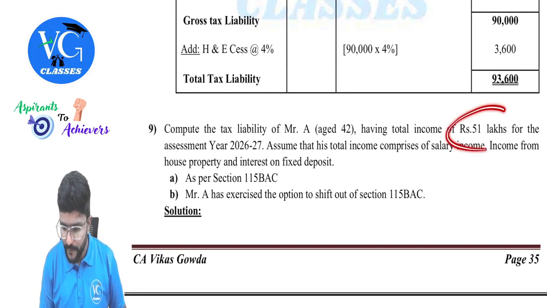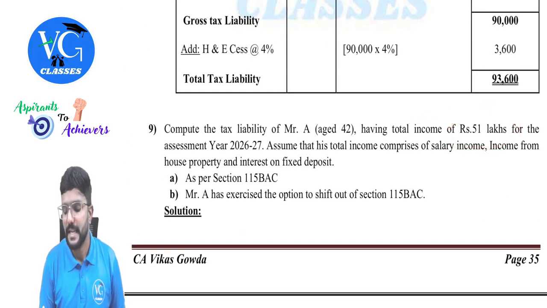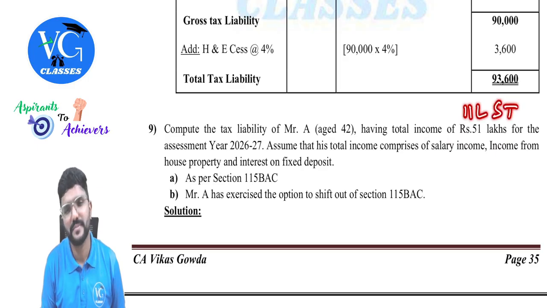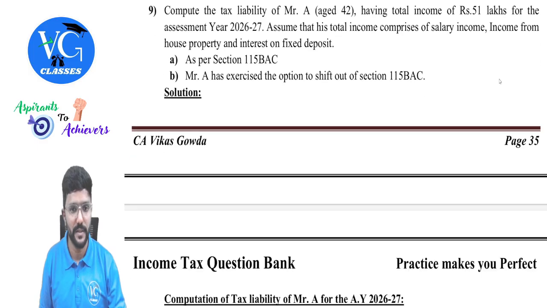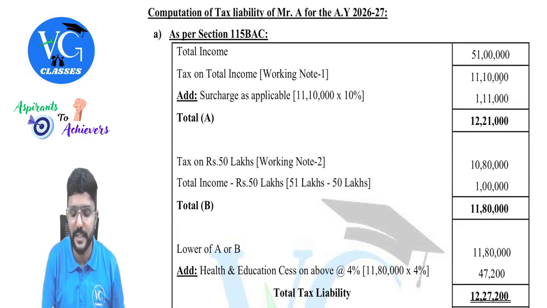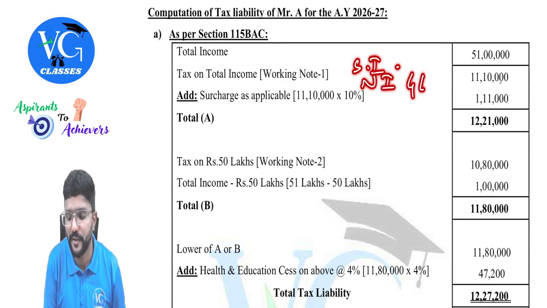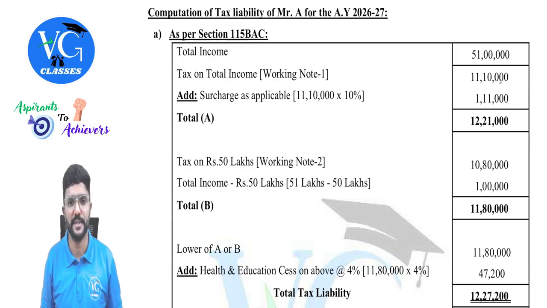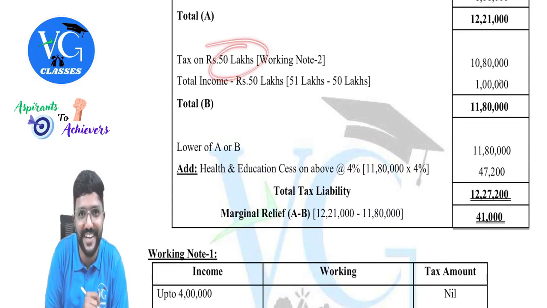Assume out of 51 lakh, 11 lakh is special income. Any special income. What should we do, sir? In that case, first calculate tax on special income, guys, here. Then remaining normal income is how much? 41 lakh. Calculate tax at slab rates. Sir, what about here? This is very important.